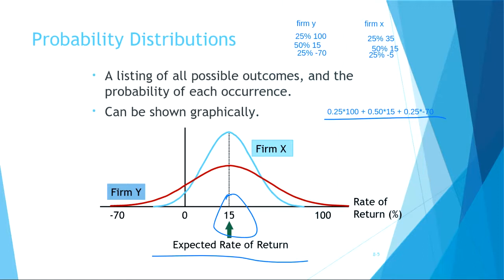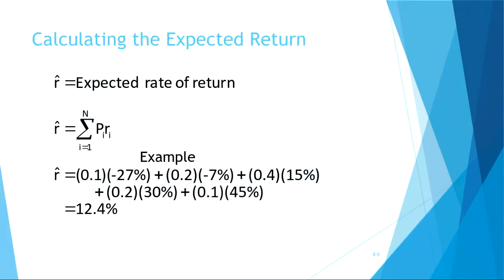Basically, first of all, let's define the probability distribution. A probability distribution shows all the possible outcomes, and it can be shown graphically. So this is a probability distribution. How do we calculate the expected return? Basically, we multiply the probability percentage by the expected return.